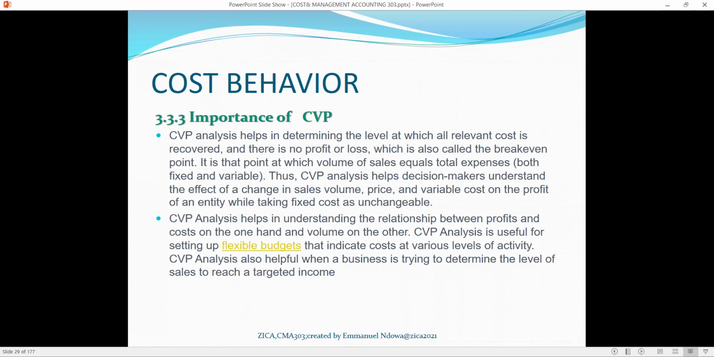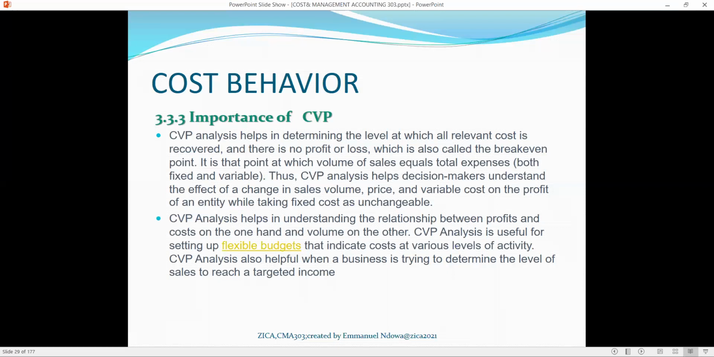But if your revenue is equal to your total cost, you are not realizing any profit or loss. You are on break-even point. But when your revenue is not covering the total cost, you are realizing some losses. That is what is being illustrated by this statement: that the analysis helps in determining the level at which all relevant cost is recovered and there is no profit, which is also called the break-even point, as I highlighted earlier on.